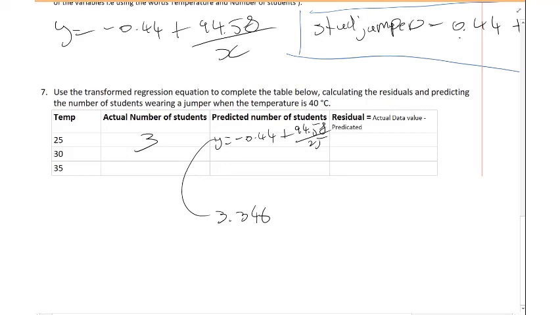Then the residual, all it asks you to do is go actual data value, 3, so residual would be 3 minus 3.346 equals negative 0.346. And that is what this sort of activity involves. And that is done. Thank you.